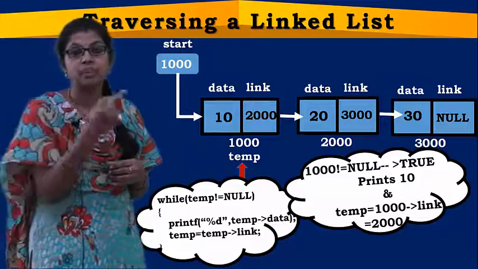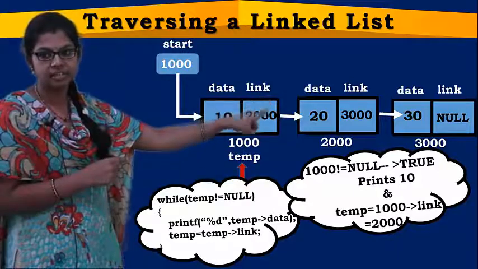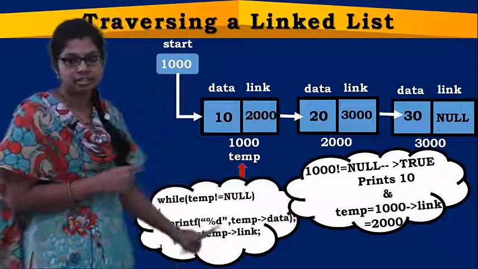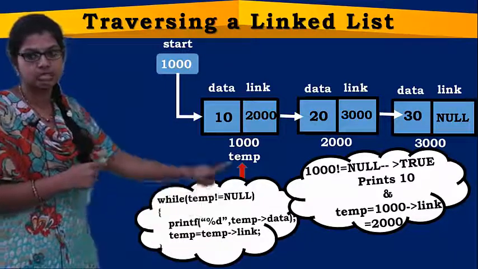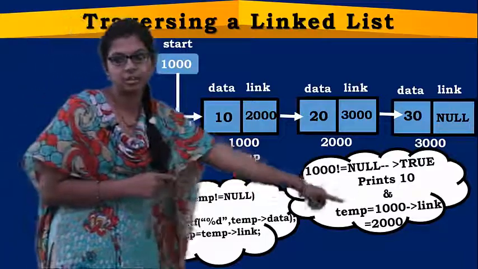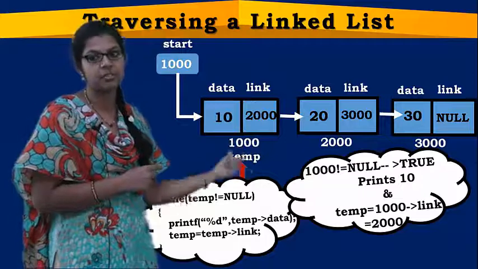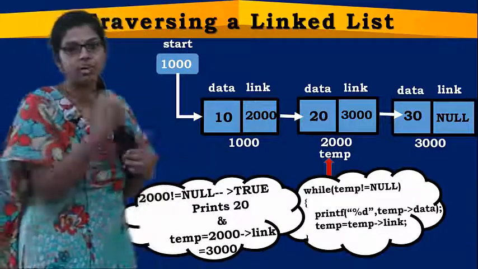So temp of link should get assigned to temp. See here, temp of link should get assigned to temp. So what is temp? 1000. So 1000 of link means 2000. So now temp will shift from 1000 to 2000. Now it has moved to one more node.